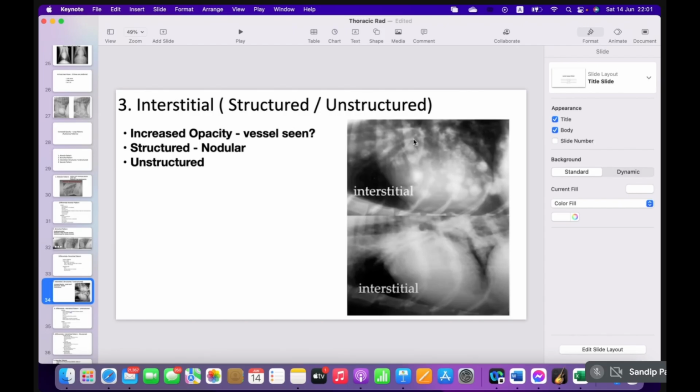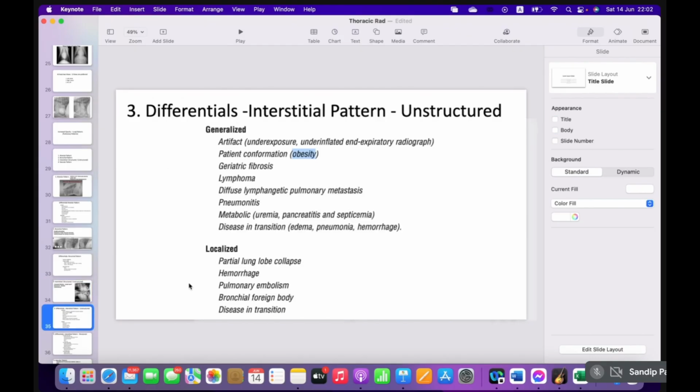And here also, this is a supply. This is another supply. So basically in interstitial pattern, it's almost the same like alveolar. That means the increased opacity, not like a bronchial, that is more of the bronchus. But here, the vessel architecture is not disturbed. But in alveolar, vessel is not seen. So this is two structures, structured and unstructured. Structured means the nodular, and unstructured means this is a generalized pattern.